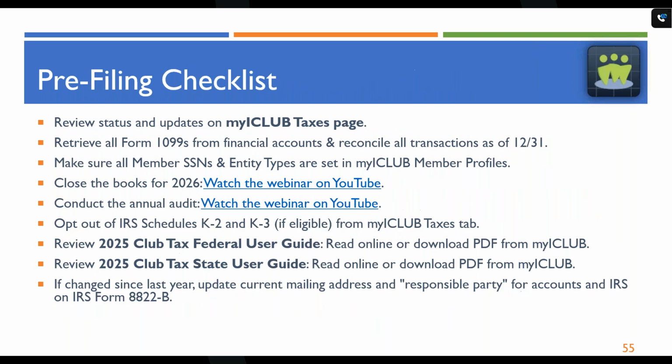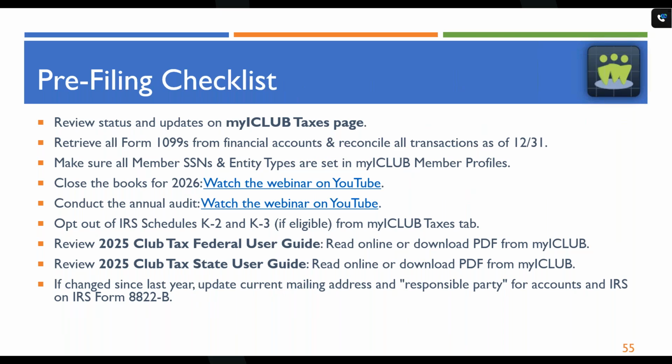The pre-filing checklist that we've prepared, and this gets longer and longer, we want you to take a look at this taxes page for any status and updates there. Make sure you have all of your 1099s from your banks, brokers, and financial institutions. You've reconciled all the transactions, you've closed the books, and you have all your member Social Security numbers and the member entity types, whether they're trusts, individuals, or custodial accounts. Make sure that those are all set correctly in My iClub member profiles.